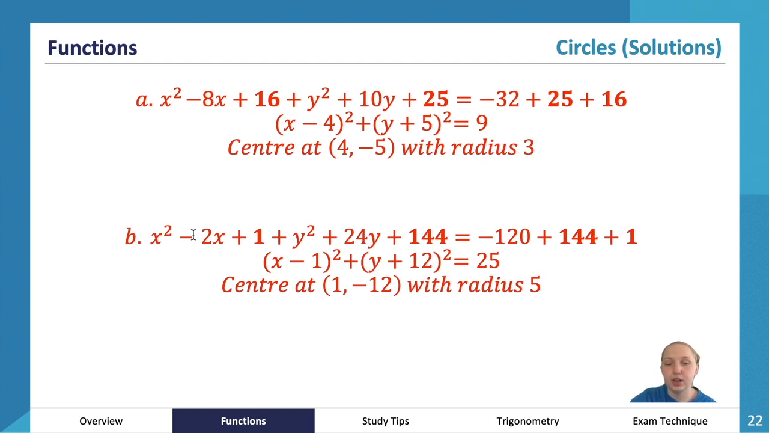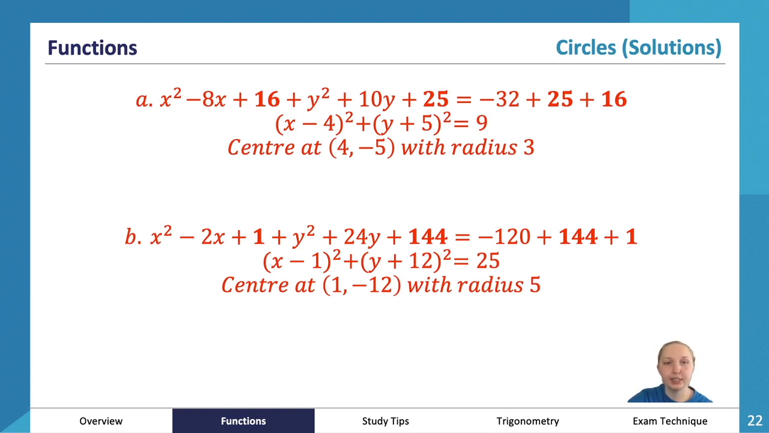From there, we can start creating our sets of brackets. So we open our first set of brackets with x, whatever we halved, all squared, then y plus whatever we halved, which is 12, all squared, and then we do this maths for negative 120 plus 144 plus 1, we'll get 25. From there, we use our opposites to find the center of our circle. So here we're going to have a center of 1, -12, and our radius is going to be 5, because 25 represents r squared, so therefore our r is equal to 5.